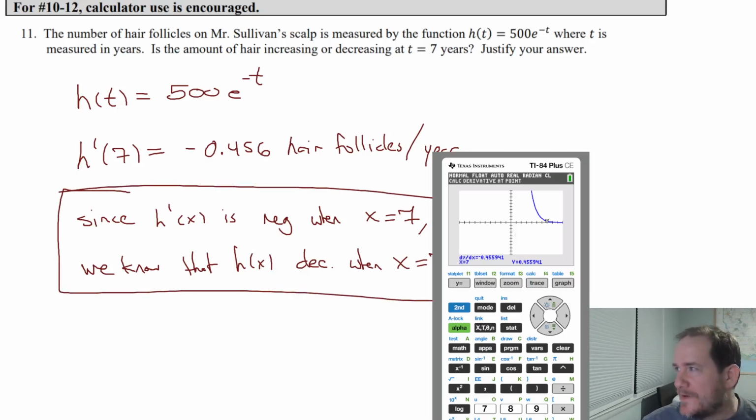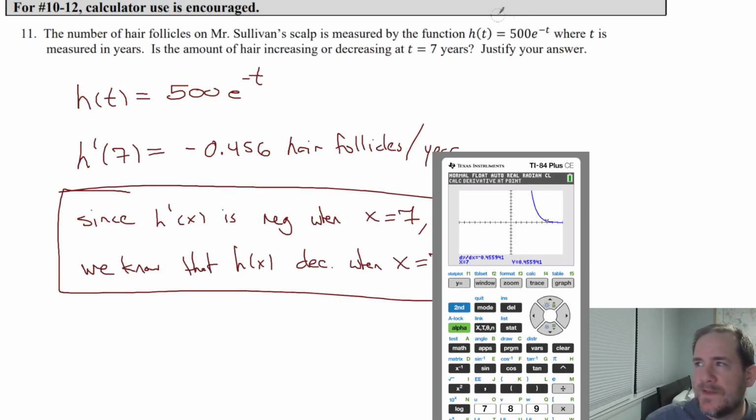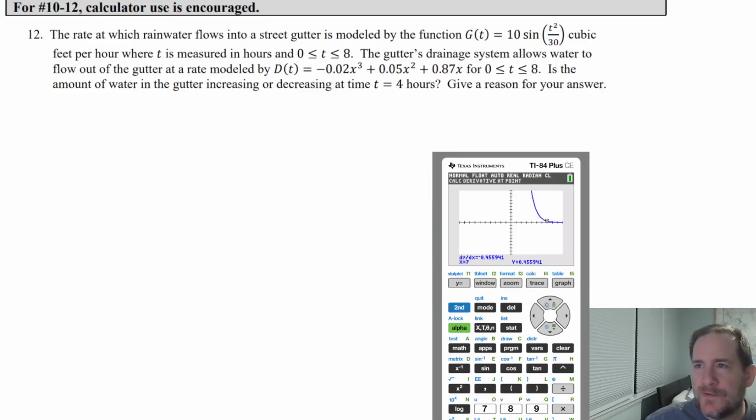And that's 11. What's the difference between 10 and 11? In number 10, you had to understand that the function you were given was the derivative. So you just evaluate that function, and if it's positive, then the original function was increasing. If it's negative, then the original function decreased. This function was the original function, so we had to actually find the derivative. And when we found that the derivative was negative, we could then conclude that the original function was decreasing. So kind of different. And then lastly, number 12, we've kind of seen a problem like this before.